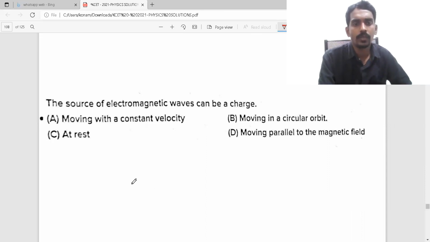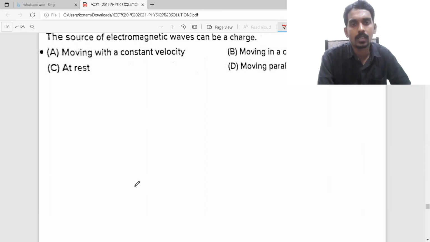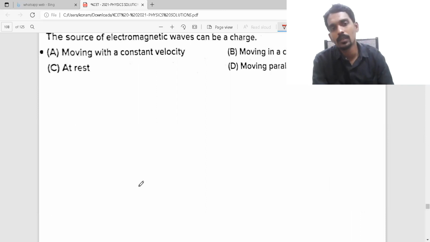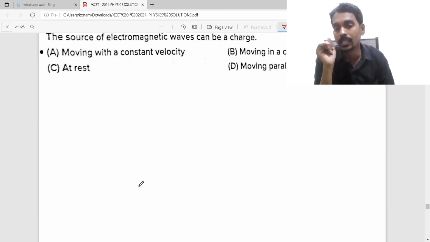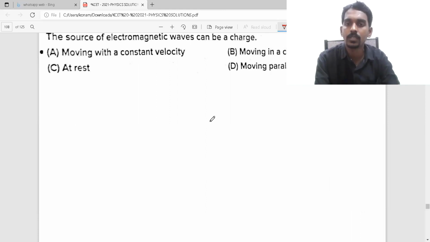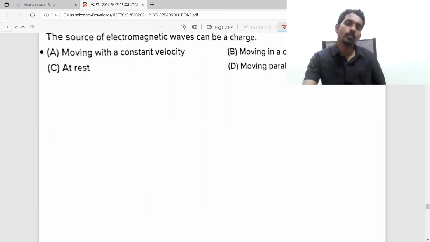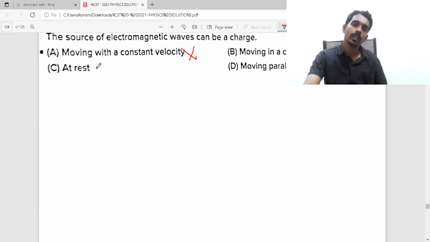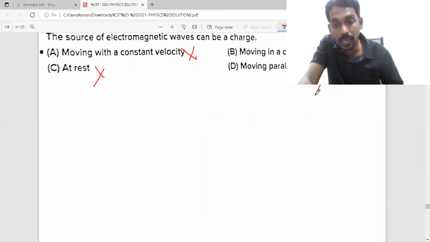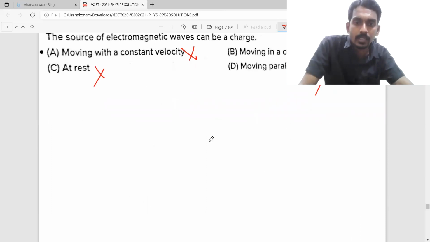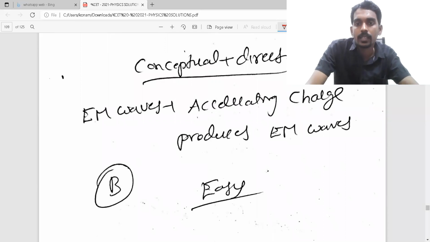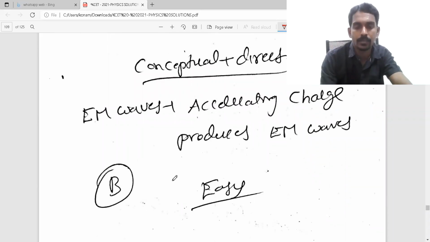Here, the source of electromagnetic waves can be a charge moving with a constant velocity, moving in a circle. See, the source of an electromagnetic wave means an accelerating charge. Accelerating charge means it should be moving in a circle, then only there is acceleration. Moving with constant velocity is wrong. At rest is wrong. Moving parallel to a magnetic field is not needed. It must accelerate. So an accelerating charge produces EM waves.